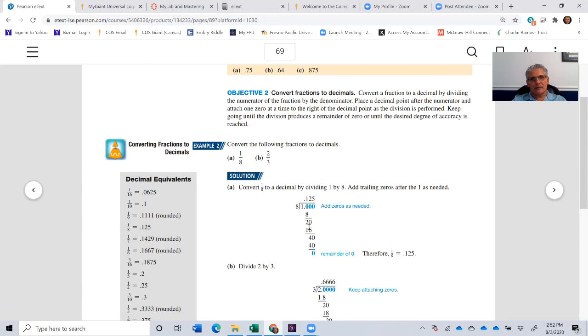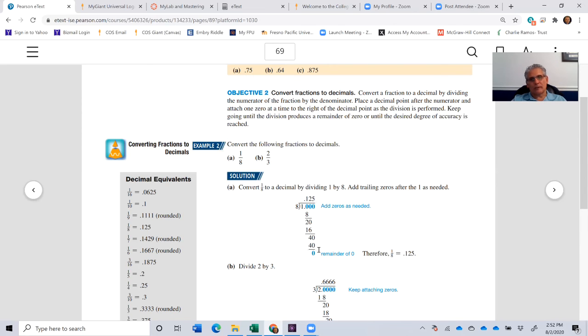10 minus 8 gives us this 2. We'll drop a 0 down. 8 goes into 20 two times. 2 times 8 is 16. We're going to take the 20 and subtract the 16, and that leaves us 4. We'll drop one last 0. 8 goes into 40 5 times.